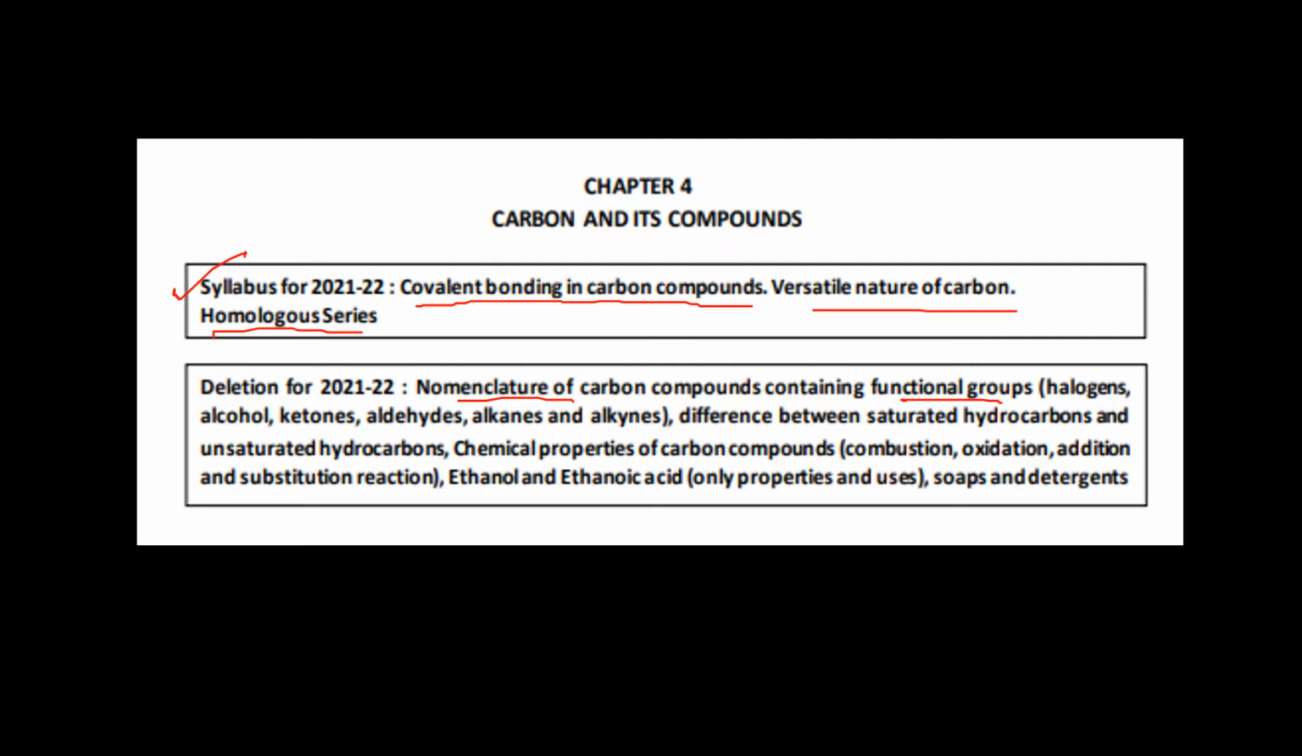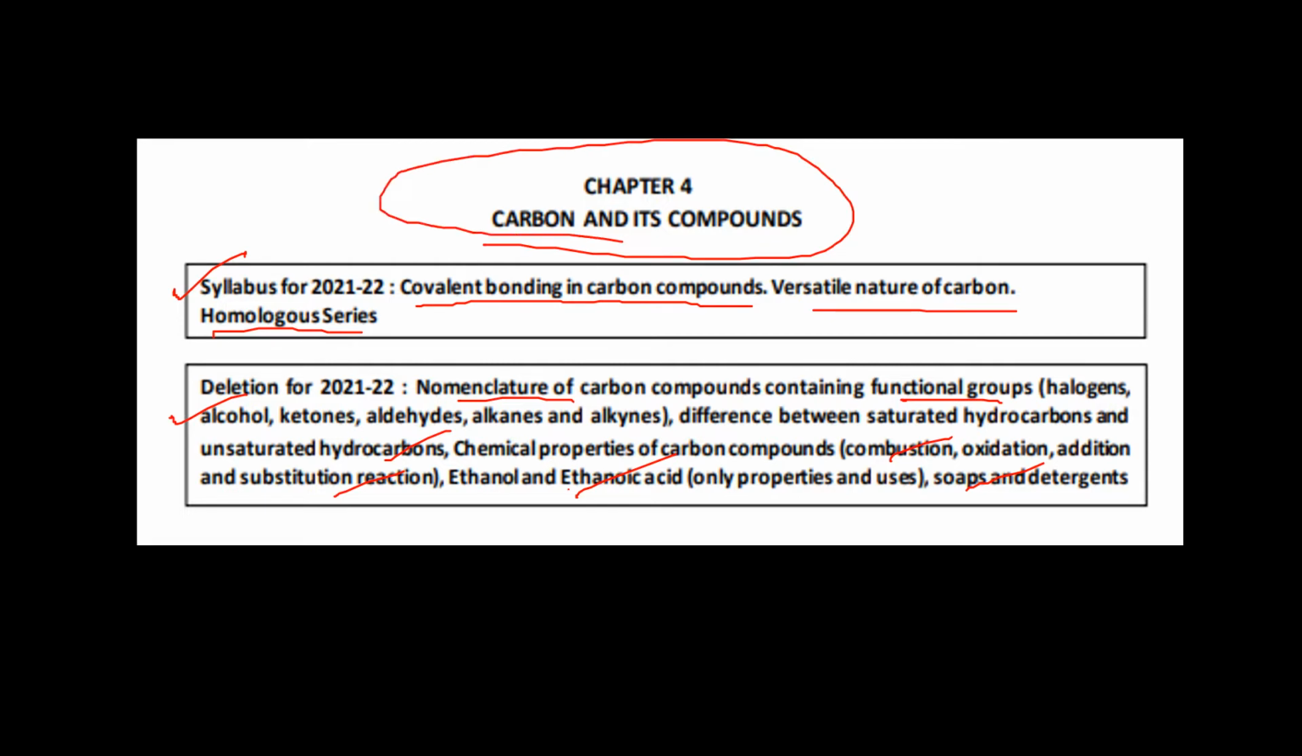Differences between saturated and unsaturated hydrocarbons deleted. Chemical properties of carbon compounds, especially combustion, oxidation, addition and substitution reactions deleted. Ethanol, ethanoic acid deleted. Soaps and detergents deleted. That means you are golden children. Almost 70% of this chapter is deleted. Remaining is covalent bonding in carbon compounds, versatile nature of carbon, and homologous series. Only these three topics you have to study from this entire chapter.